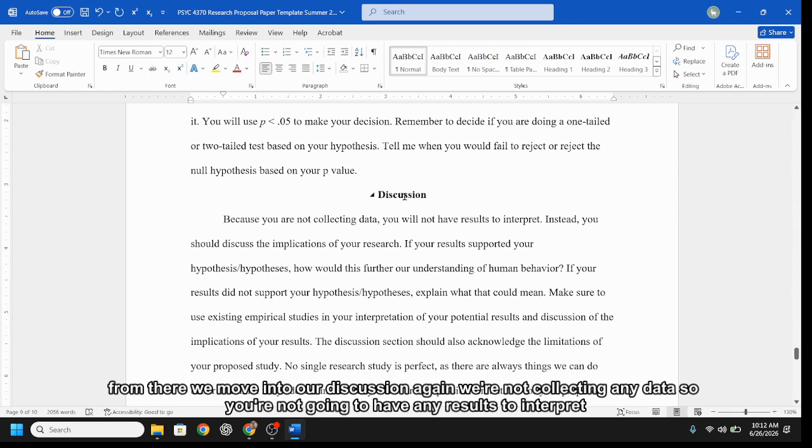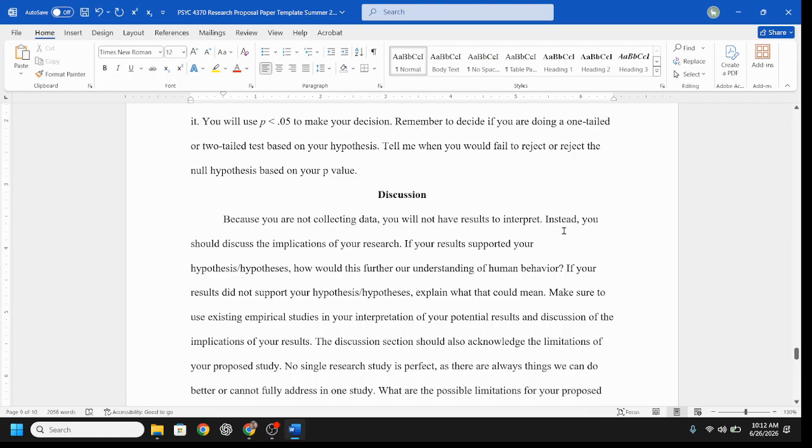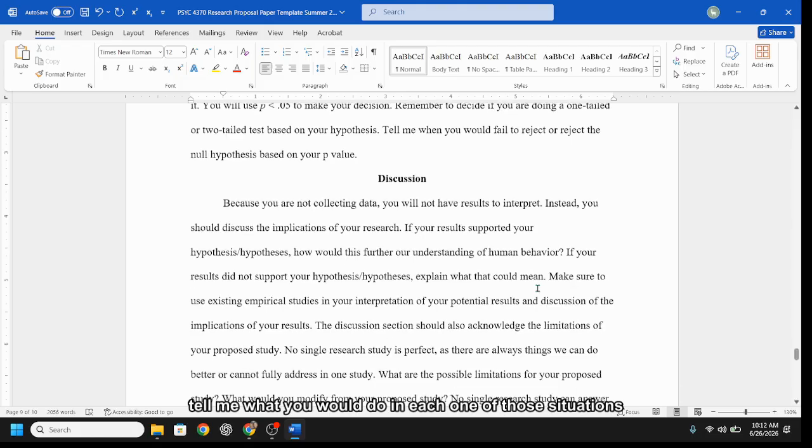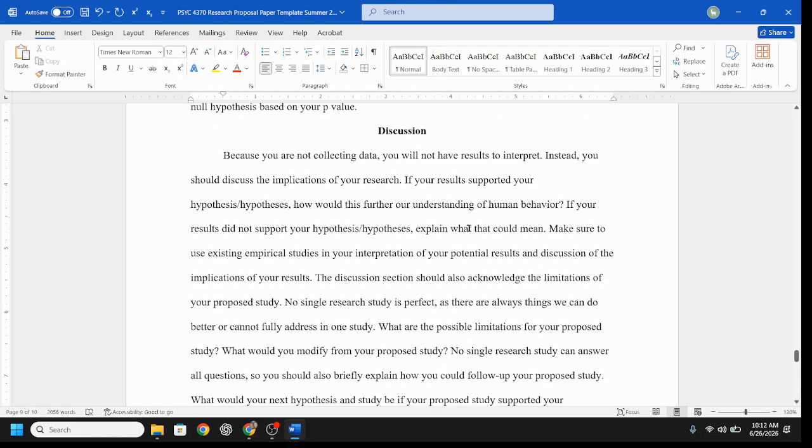From there, we move into our discussion. Again, we're not collecting any data, so you're not going to have any results to interpret. But you should discuss it as if it had produced results. Either they can support or they can not support your hypotheses. Tell me what you would do in each one of those situations. Tell me what that might mean.